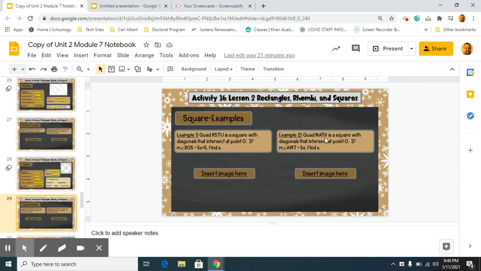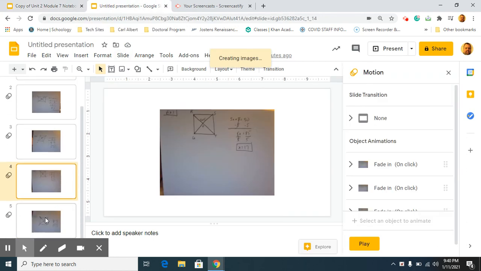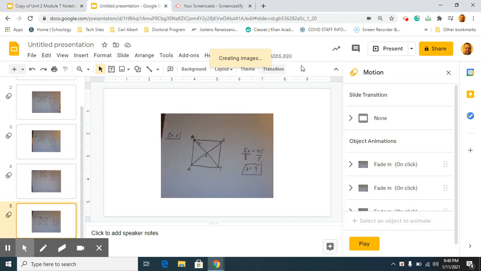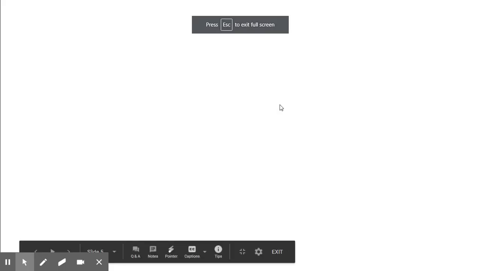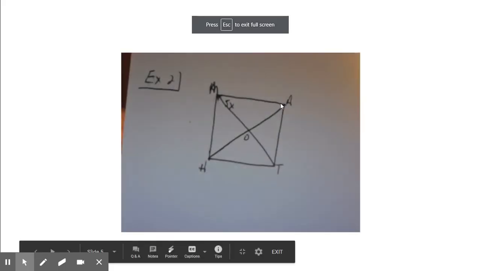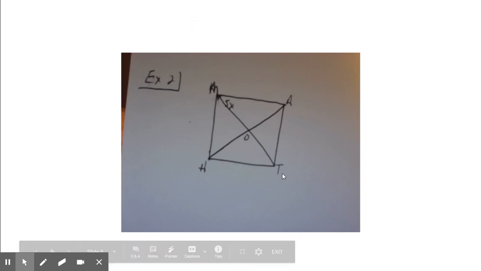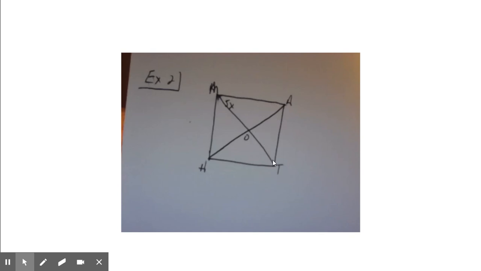Quad MATH is a square with diagonals that intersect at point O. If the measure of AMT equals 5x, find x. So let's draw a picture one last time. So MATH is a square with diagonals that intersect at O. It says if the angle AMT is 5x, find x.